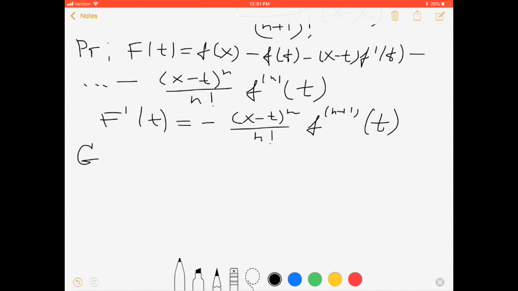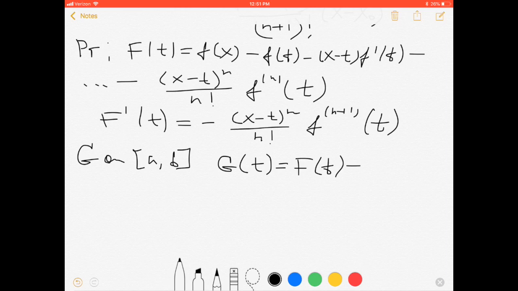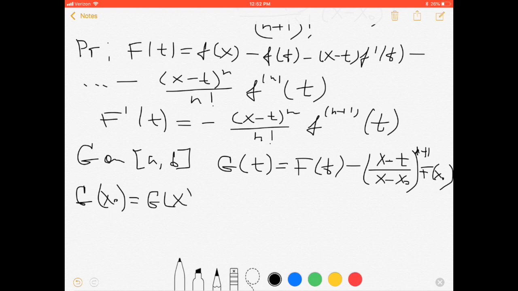If we define a function g on the closed interval like g of c equal to F(c) minus ((x minus c) over (x minus x0)) to the power n plus 1 times F(x0), then you can see g at x0 equals g at x and equals 0.